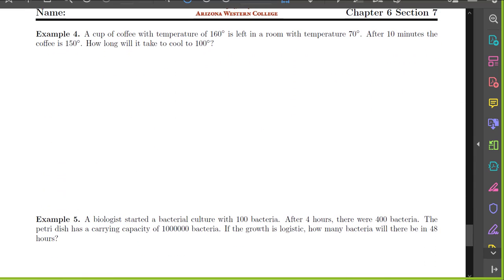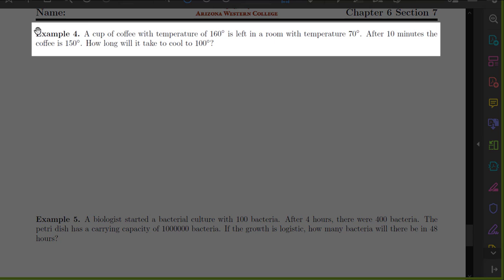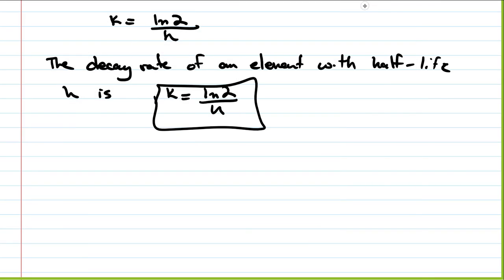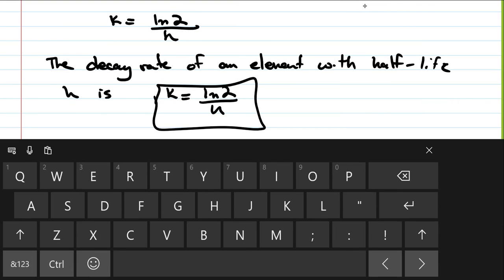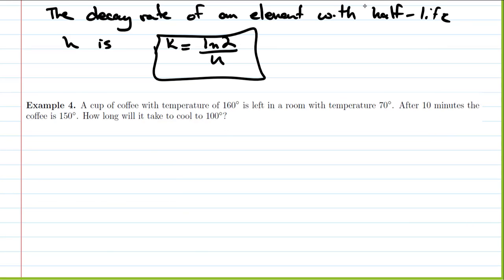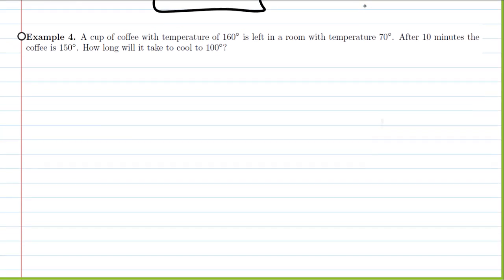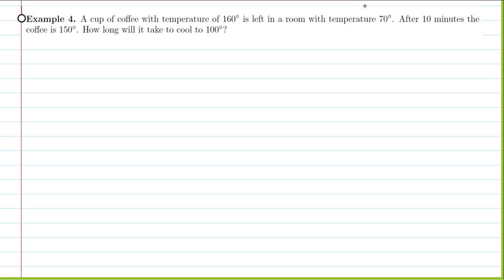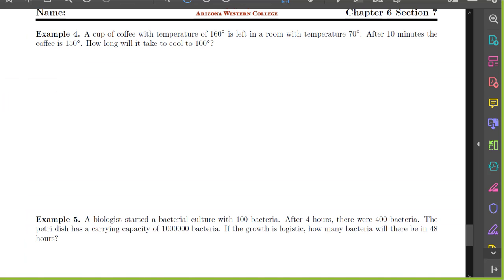All right. Our next example involves Newton's law of cooling. So it reads as follows. A cup of coffee with a temperature of 160 degrees is left in a room with a temperature of 70 degrees. After 10 minutes, the coffee is 150 degrees. How long will it take to cool to 100 degrees?